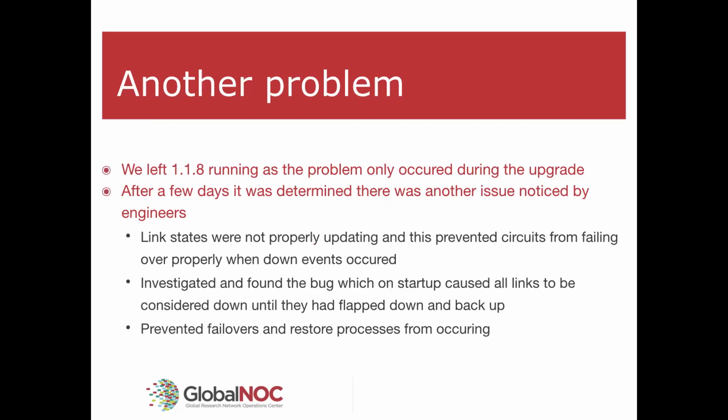So OESS, we left running, and everything looked good besides that. And a few days later, we find another bug. Basically, links weren't failing over. We had a relatively new engineer who was starting on the project, and there was a bug, and I didn't quite properly supervise and review the code enough to see this problem. Basically, until a link went down and came back up, it wasn't listed as up in the network, and so we wouldn't do failovers.